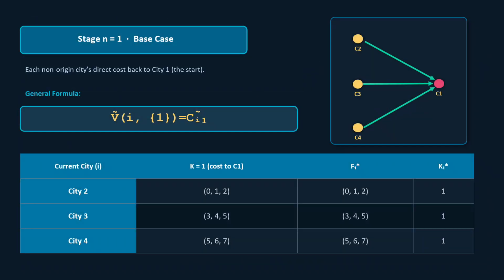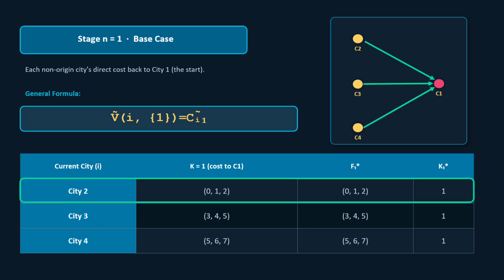We assume that City 1 is the starting point, so after visiting all cities, we must return to City 1. At Stage 1, we have 3 possible cases, one for each non-origin city, where each city returns directly to C1. The cost is simply the direct return cost to C1. The formula for this stage states V tilde of I and the set {1} equals C tilde from I to 1. Let's go through the table row by row.